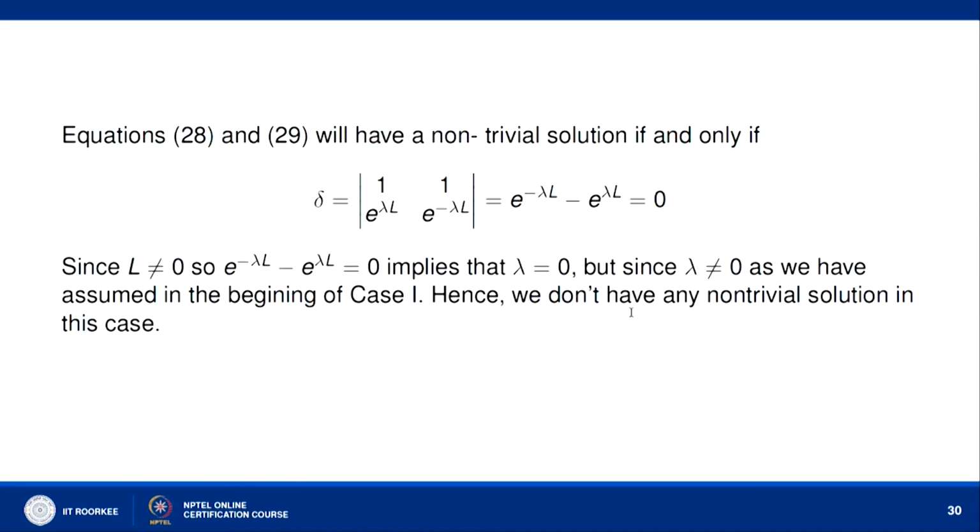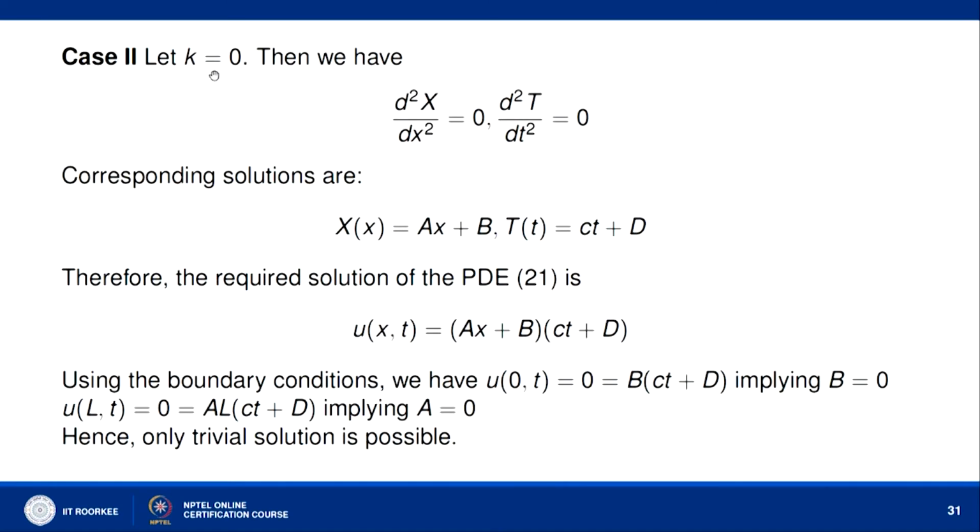Now let us consider the next case, that is, let k be equal to 0. In this case our equation reduces to d²X/dx² = 0 and d²T/dt² = 0, and you can find your solution as X(x) = ax + b and T(t) = ct + d. Again, as we have pointed out, the solution u(x,t) is written as (ax + b)(ct + d). Now our boundary condition is X(0) = X(l) = 0.